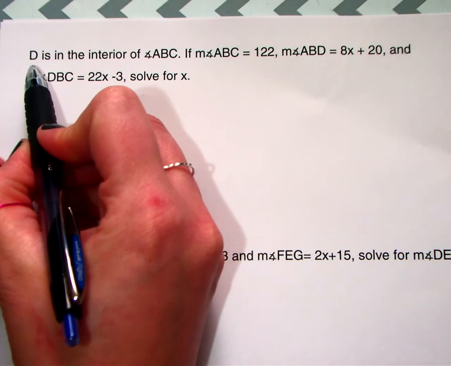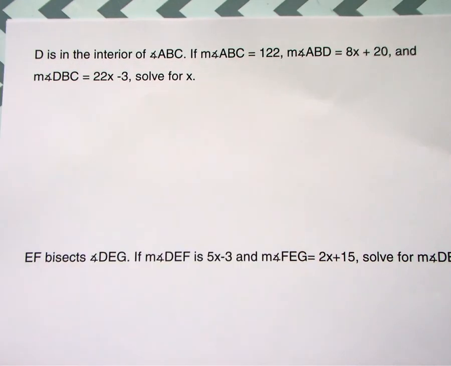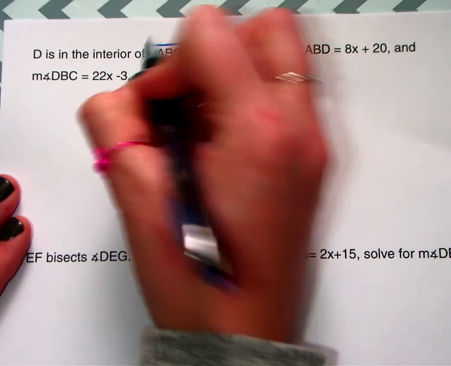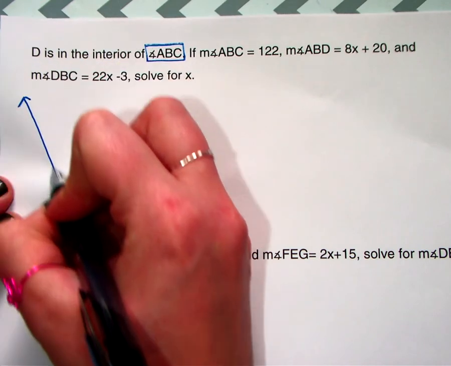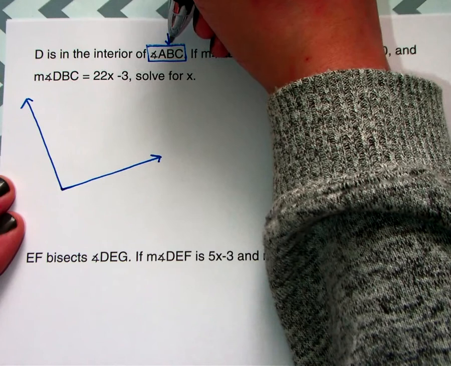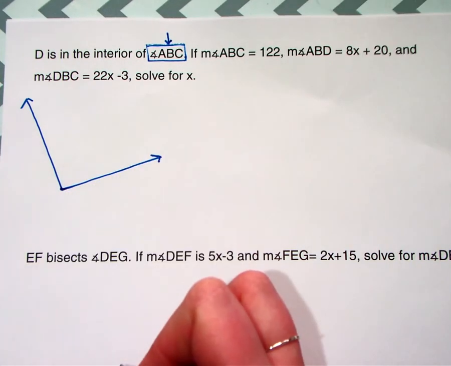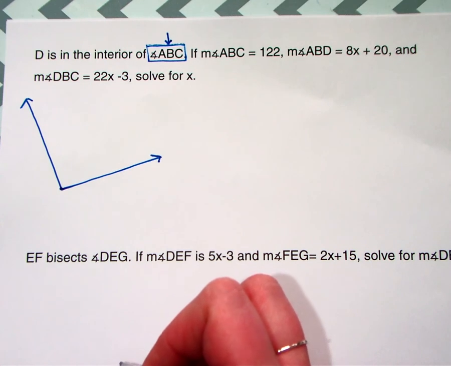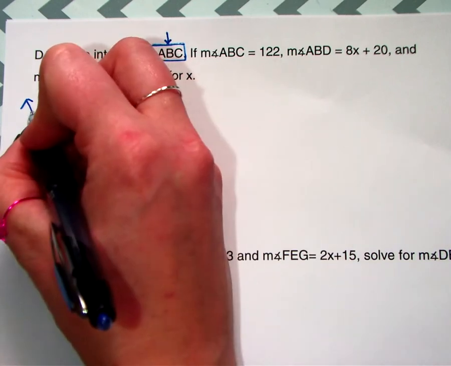So in this problem, it says D is in the interior of angle ABC. Angle ABC is the large angle. So the first thing that you want to do is draw angle ABC. Now notice that the B is in the center, which means that's the vertex. In our naming angle video, we talked about how the letter in the middle is the vertex. So B goes here, and then I'm just going to put A and C by either arrow.